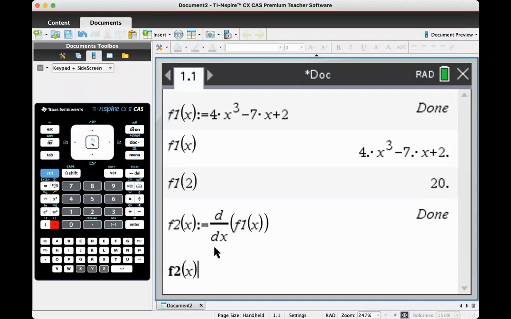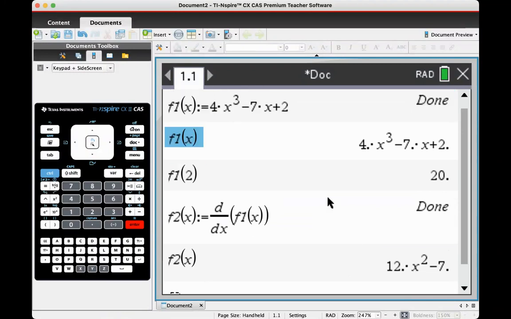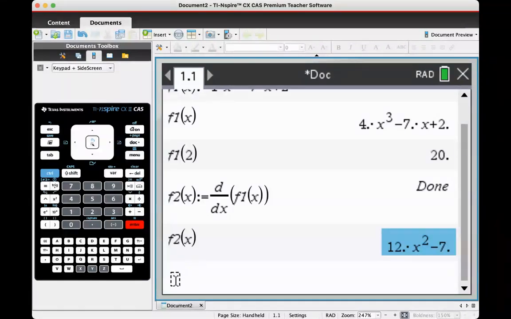You can stop the video and work it out manually if you like, in your head, and see whether you get it. And f2 of x is 12x squared minus 7, as you would expect. 4 3s are 12x squared minus 7. So that's fine, and I can interrogate that as well by putting f2 of a number.